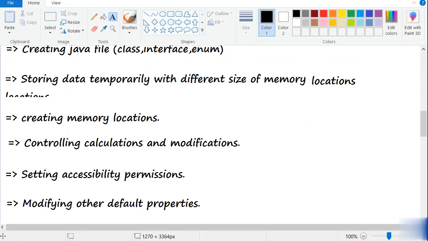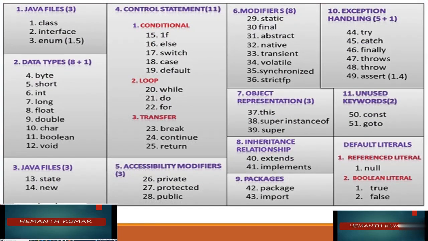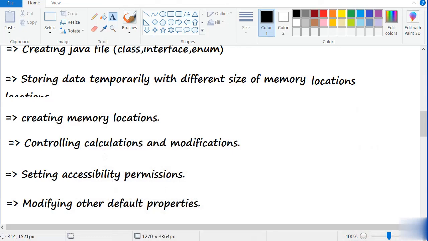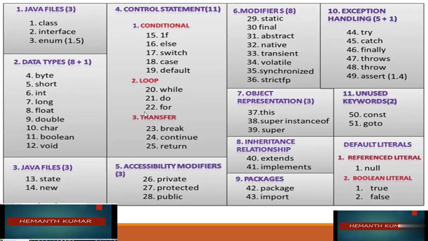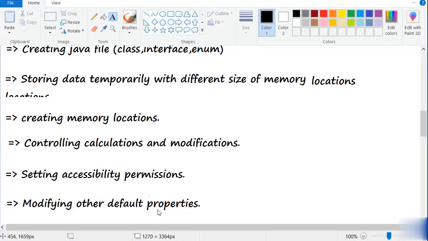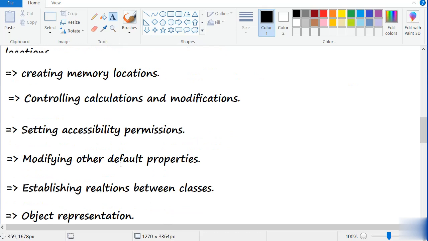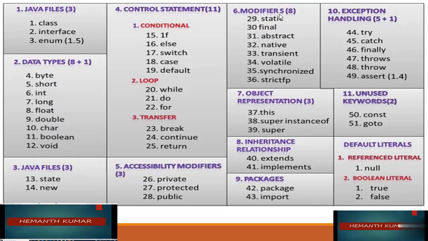And for controlling calculations and modifications, we use keywords. We have conditional statements, loops and transfer. All these control statements we use for calculations and modifications. And for setting accessibility permissions, we have access modifiers: private, protected and public. And for modifying other default properties, we have modifiers like static, final, abstract, native, transient, volatile, synchronized and strictfp.